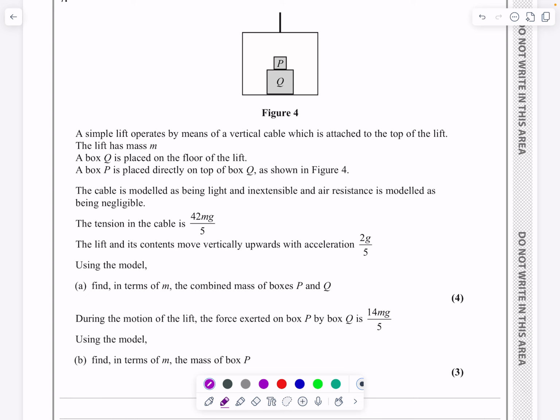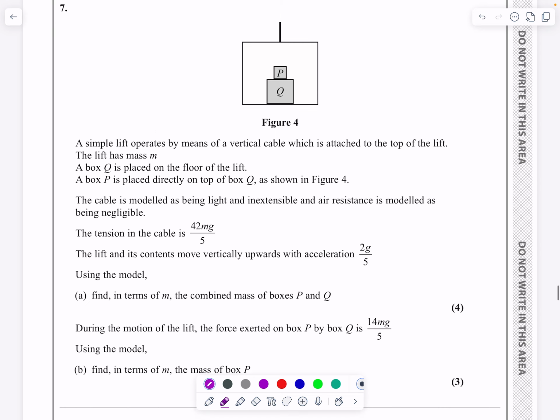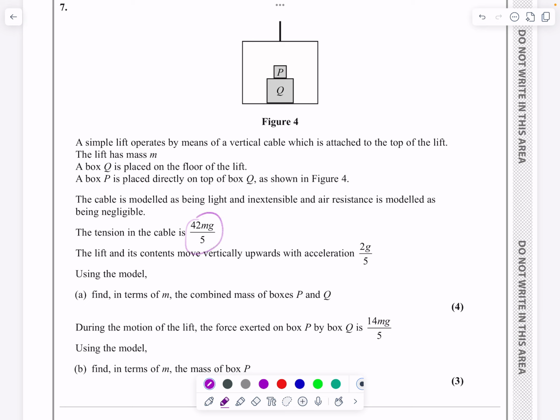Okay, coming back to me then, we've got Q and P both inside the lift, but this lift has a tension of 42mg/5. It's going to be moving upwards with an acceleration of 2g/5, and it asks us to work out the combined masses of the two boxes P and Q. So let's get straight into that.